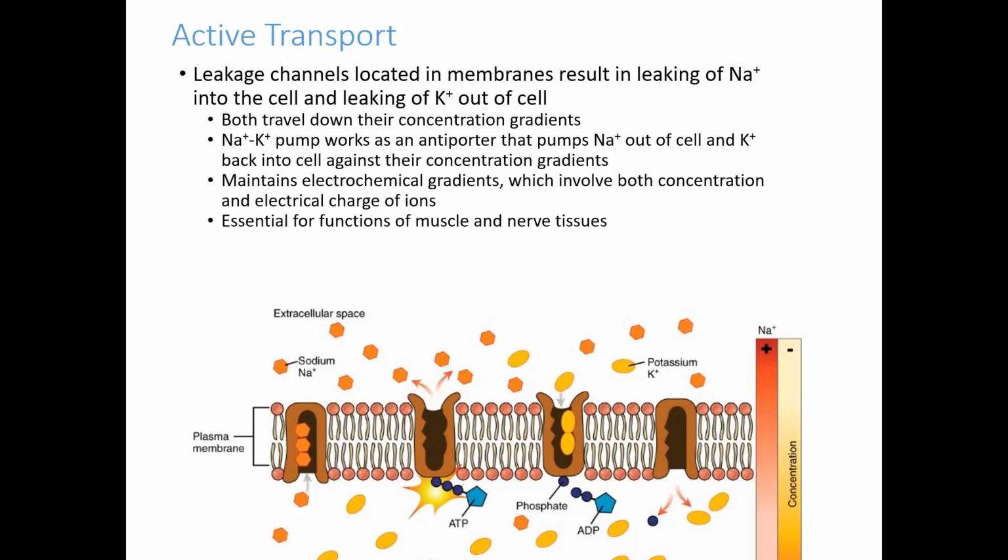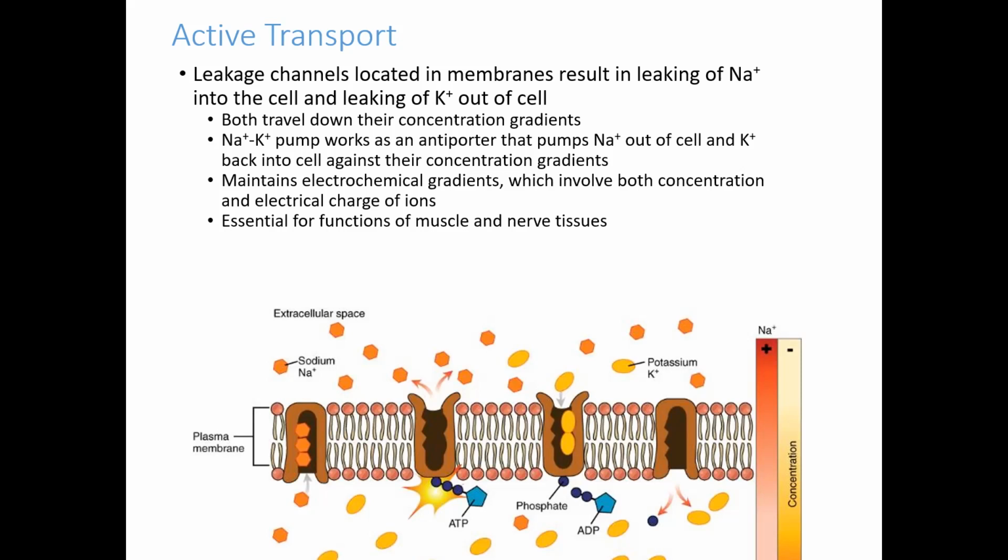It always holds 3 sodiums. And then when we bring ATP along, the gate opens up, the sodiums leave. And as soon as they do, then 2 potassiums can come in. And when the potassiums come in, the top gate closes and the bottom gate opens. And then we're ready to go again.